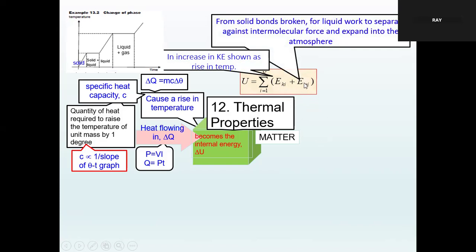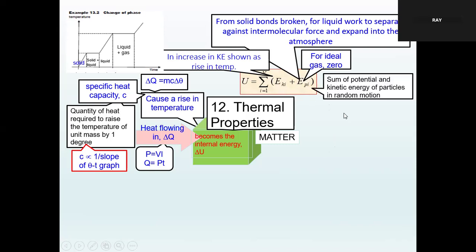For solid, when we come to melting, then bonds are broken. As for liquid, where we want to convert it to gas, vapor, we have to do two things. Separate against intermolecular forces, or forces of attraction and repulsion, and then expand into the atmosphere. Two things going to happen. So that is the potential energy part. For ideal gas, it has no potential energy, zero. So remember the definition: sum of potential and kinetic energy of particles in random motion. The term random must be there.